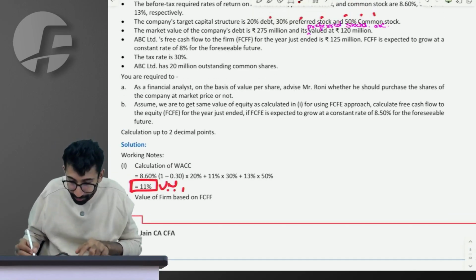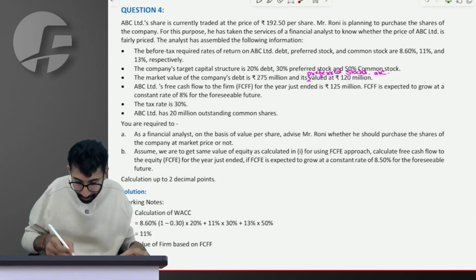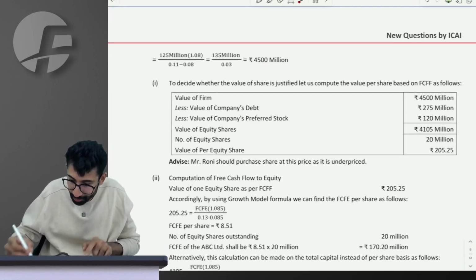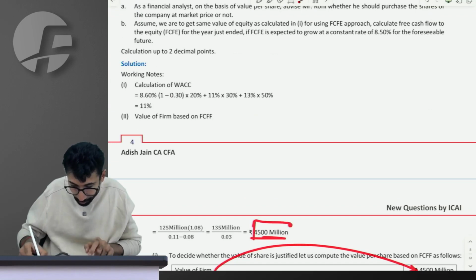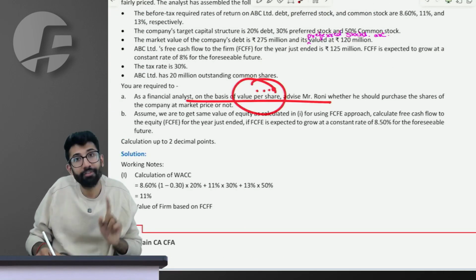Now let us solve it. Sir, 125 multiplied by 1 plus 8%, divided by 11% minus 8%, that is divided by 0.03. So 4500 is the value of the firm. 4500 value of firm. From this value of firm, I need to calculate the value per share.